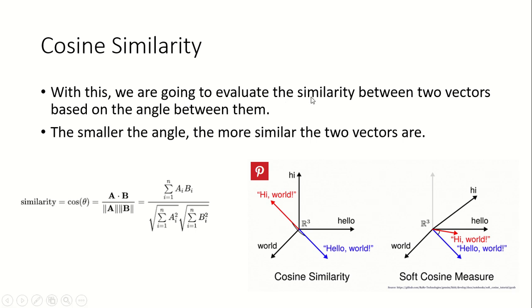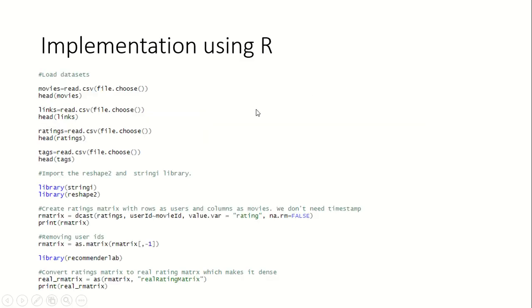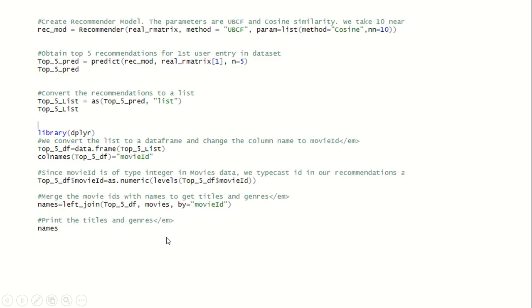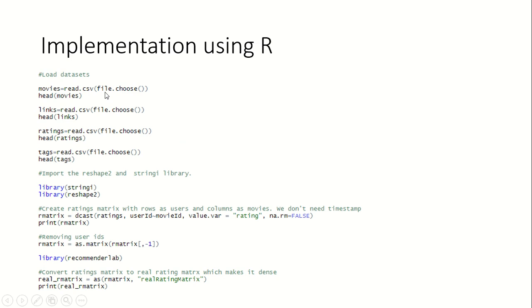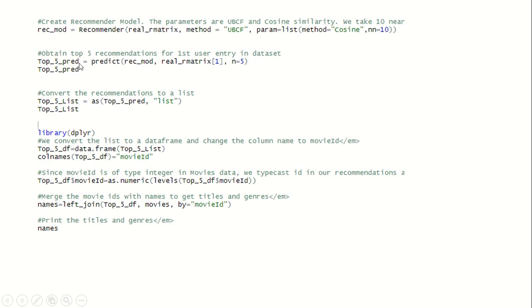Next, we move on to the implementation using R. We first load the datasets: the movies dataset, and the ratings dataset, tags, links. Then we create a matrix out of the user ID and movie ID, and then we fit the model using the recommenderlab library, and then we try to predict recommended movies for the first user in our database.